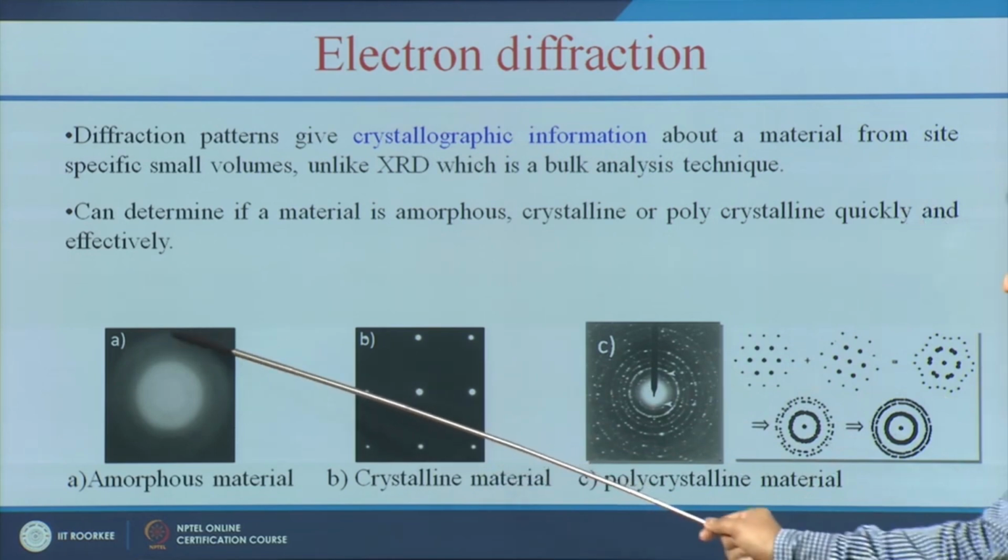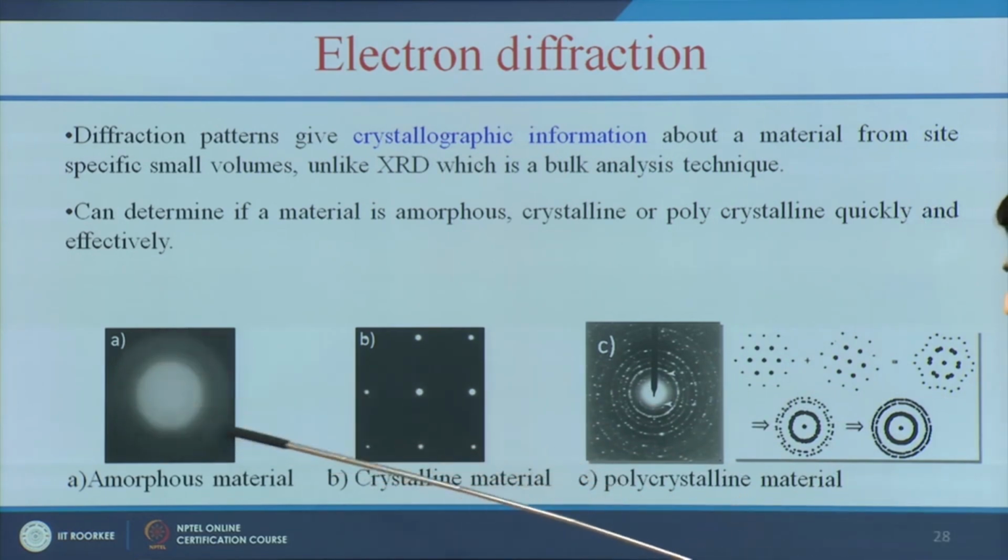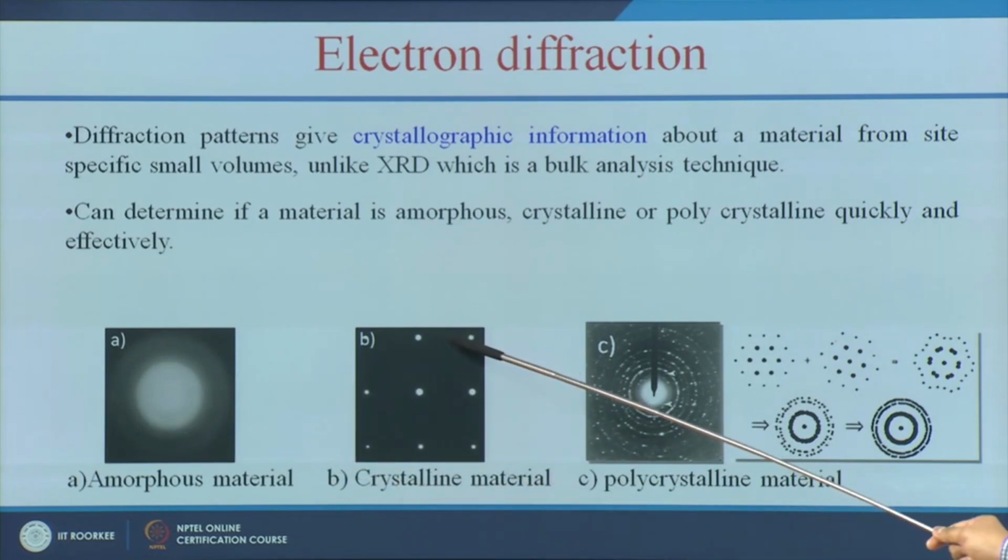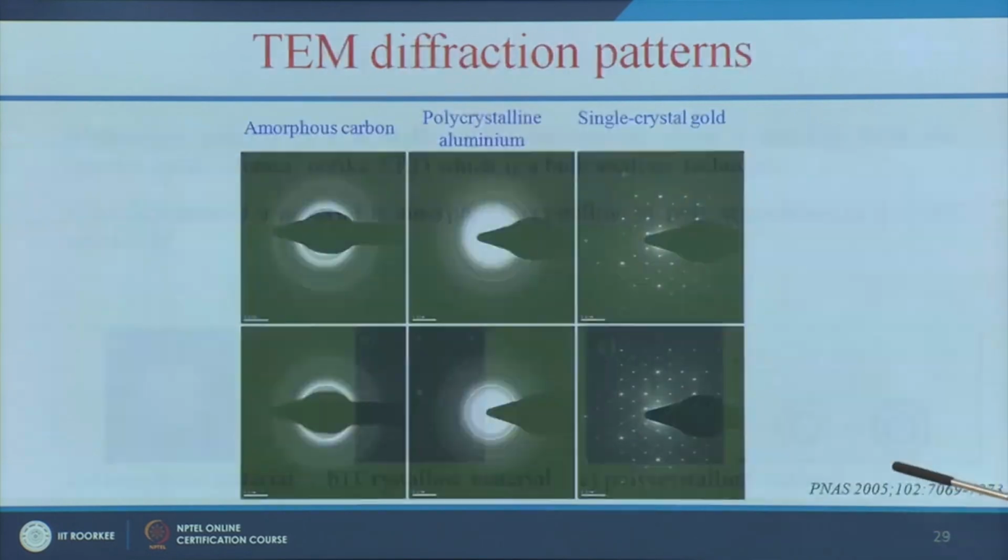In the case of amorphous material, you will get this kind of diffused ring, in the case of crystalline material you will get this kind of spots, and in the case of polycrystalline material you will get rings with bright spots. So, how are we getting this kind of spots in the polycrystalline material? You can see here, in the case of monocrystalline or crystalline material you will get this kind of spots, and when you combine these you will get rings with bright spots, that is called polycrystalline material.